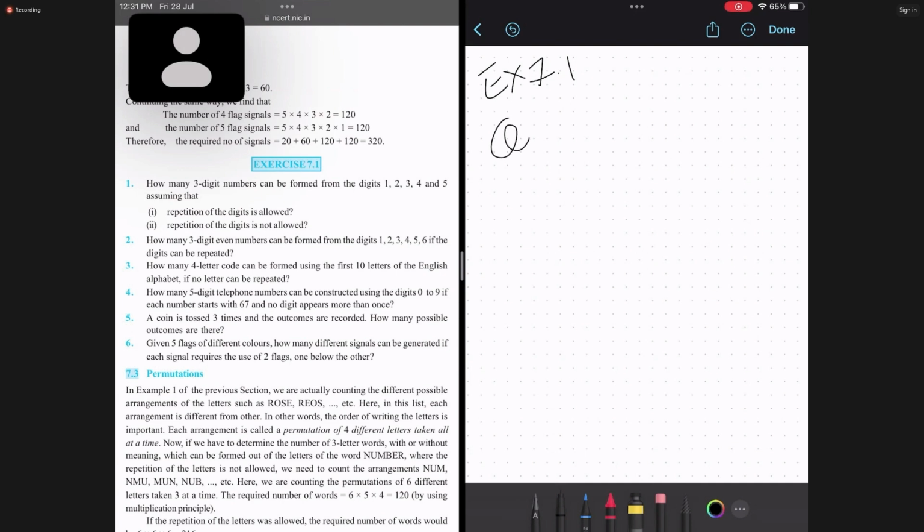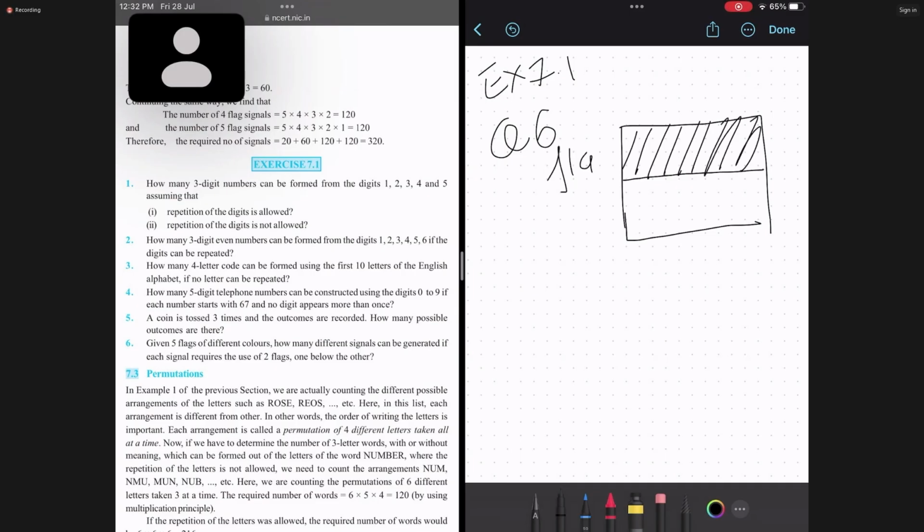Question number 6. Given 5 flags of different colors, how many different signals can be generated if each signal requires the use of 2 flags, one below the other? So let us suppose that this is your sample space, or this is your space wherein you have to generate your signal, right? So it has been divided up into 2 places. This is filled up using flag 1, and this has been filled up using flag 2, correct?